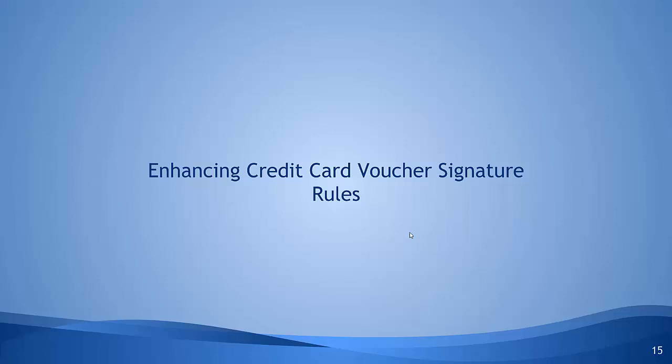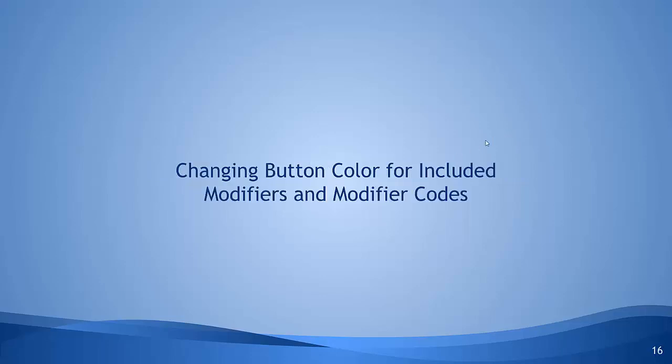We also have rules for enhancing credit card voucher signature rules in 12.3. This allows us to do those things that you see currently going on at fast food chains like McDonald's, where they do not have to sign a credit card if the amount is under, say, $10. We can change the button color for the included modifiers and modified codes.